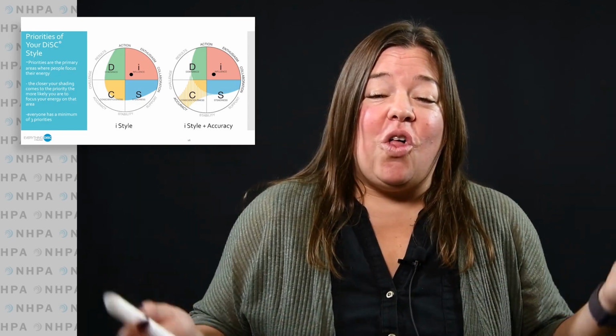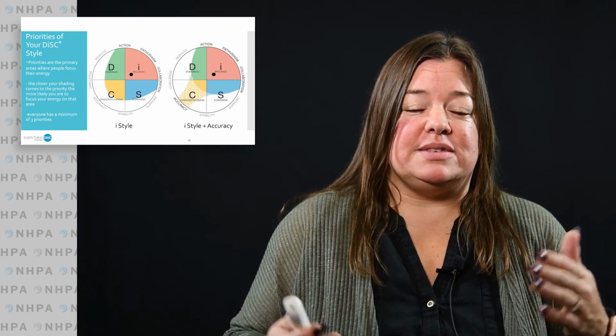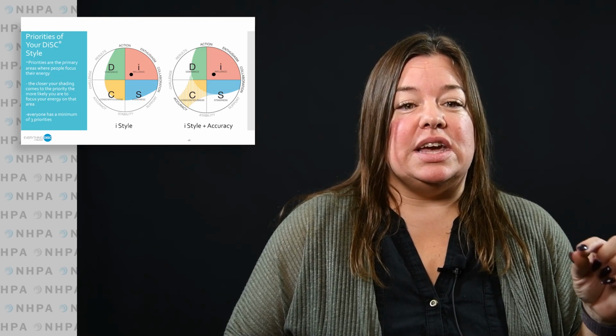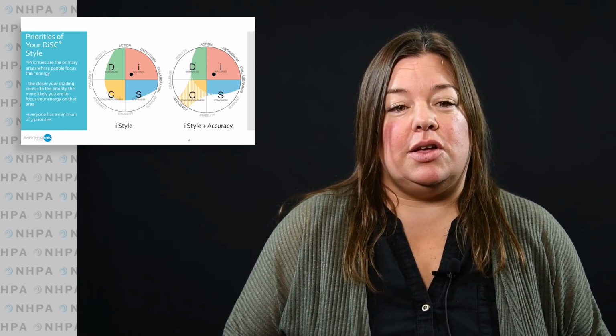For example, on the left, you can see that the whole I puzzle is filled, right? That whole piece of the pie is filled. But only about half of the S's and about half of the D and maybe about a third of the C is filled, meaning that they can flex to all areas, but they're most comfortable in the I. Now, on the other side, you'll see an I style with accuracy. And that means that they are comfortable in all those areas, but they also have a strong inclination to have things be accurate. These shading and stripes, as we call them, are designed or defined by the priorities of DiSC.